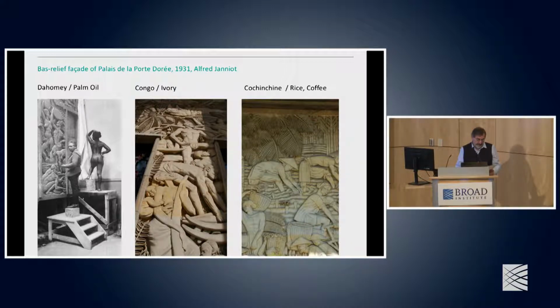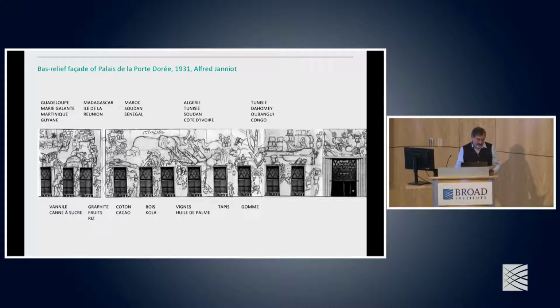The composition was modeled in clay in the studio. You see Janniot here working on the clay model, and then carved on stone blocks, and the blocks were reassembled and mounted on the building's facade. The sculpture represents the colonial subjects harvesting resources for France. The names of the colonies and the products were engraved in stone inside the composition. I've placed the names of the colonies above and the harvested products below on this slide.